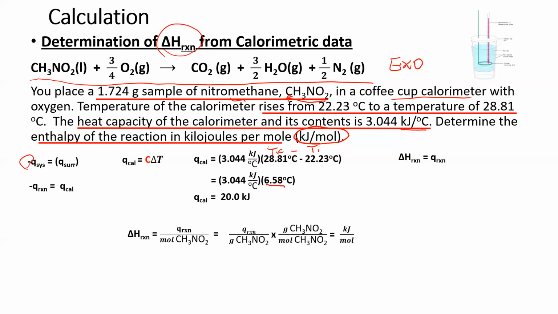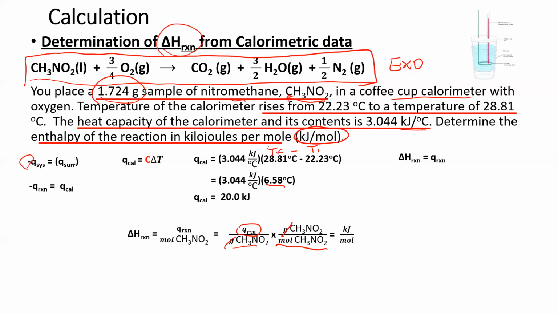Well, I plug in the heat of the reaction divided by the grams. I have the grams right here, and I just convert grams to moles. And how would I do that? Molar mass. We've been doing this all along. Now, why do they want the heat of reaction in kilojoules per mole? Well, so that later on we can do stoichiometry.